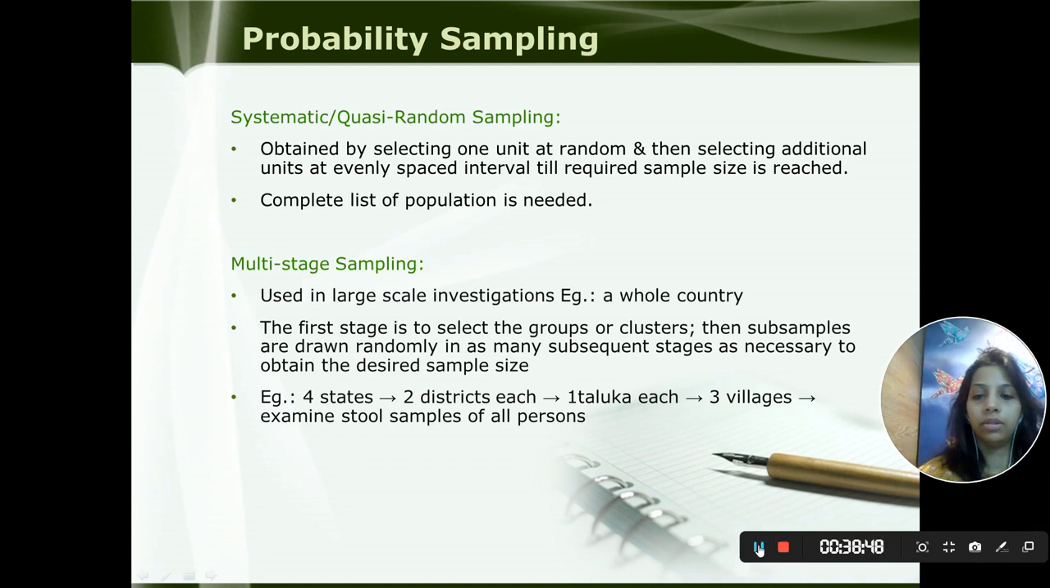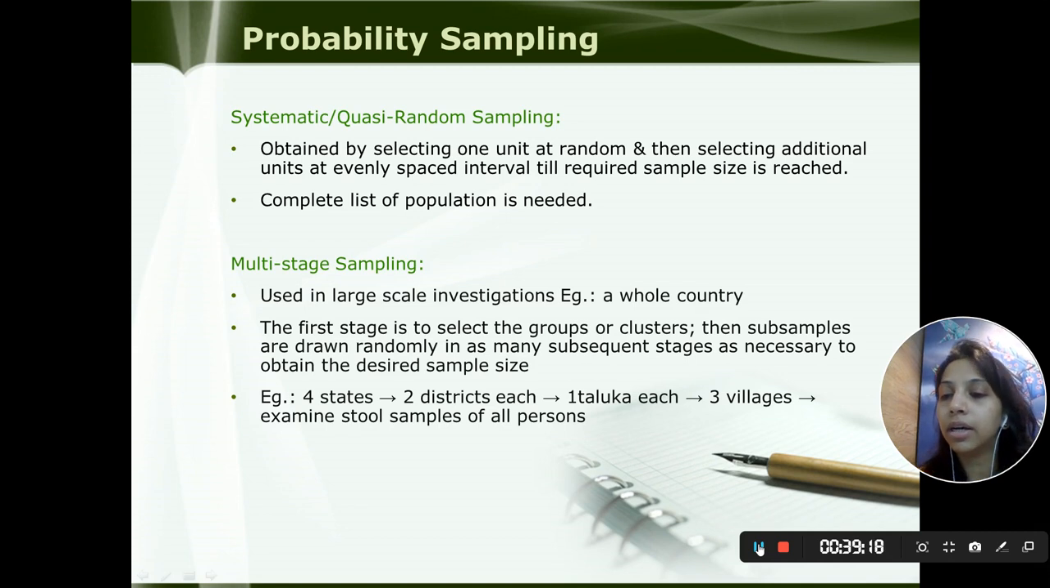An example of this multi-stage sampling will be, suppose randomly 4 states have been selected from the entire country. Then of those 4 states you select 2 districts randomly. Then of each of these two districts you select 1 taluka randomly, and of each taluka of each district you select 3 villages each, and then you examine the stool samples of all persons.